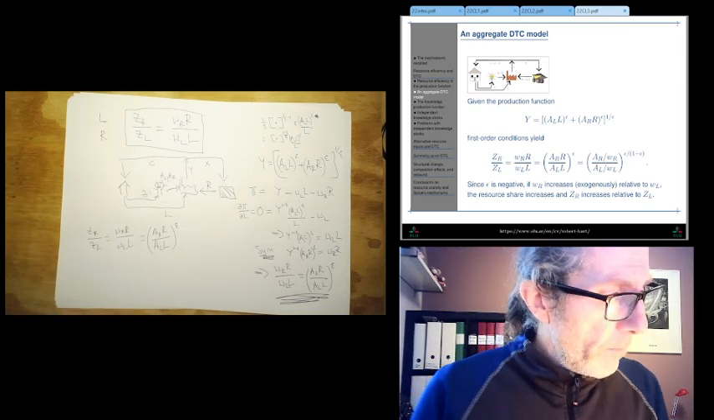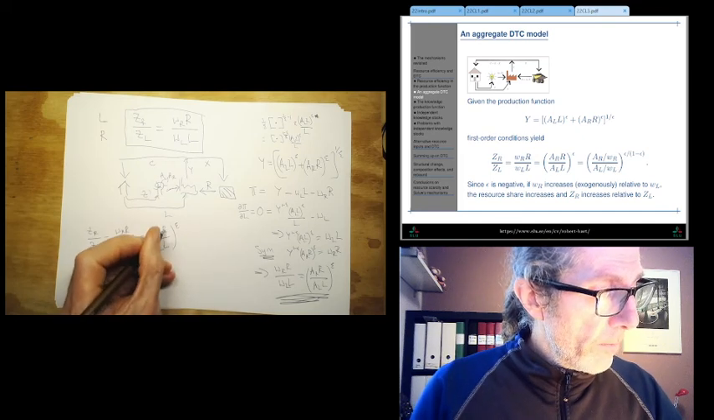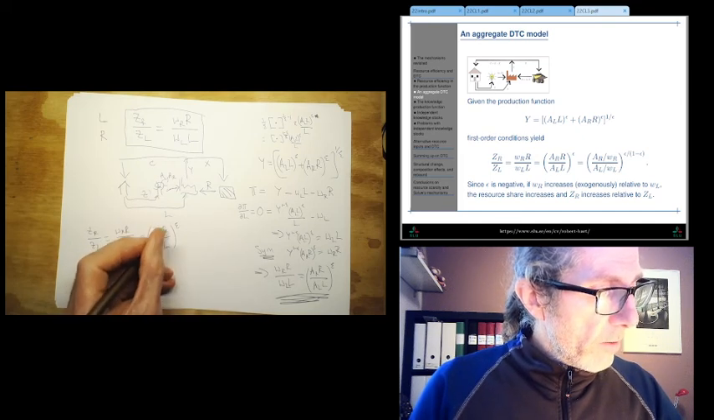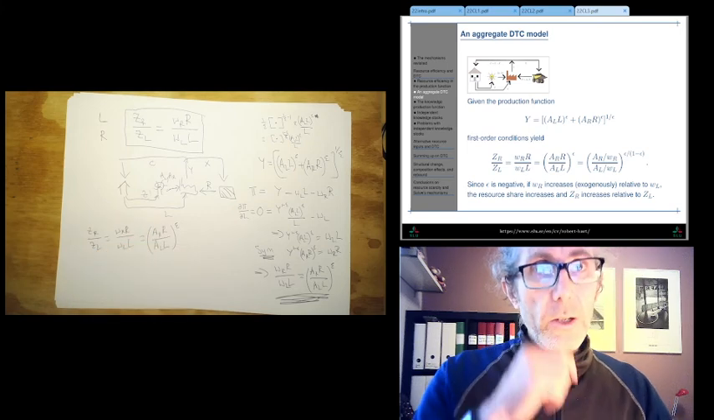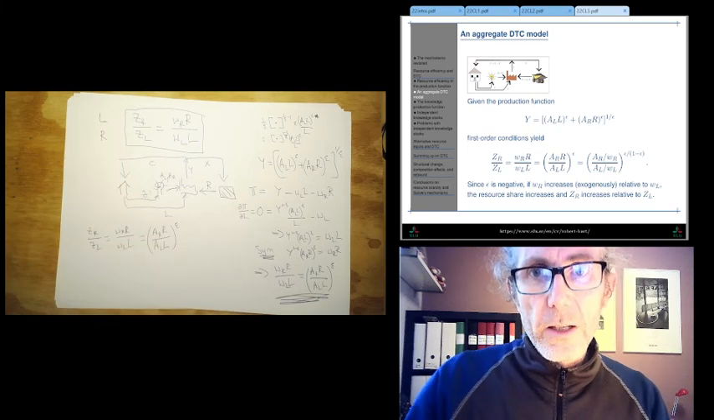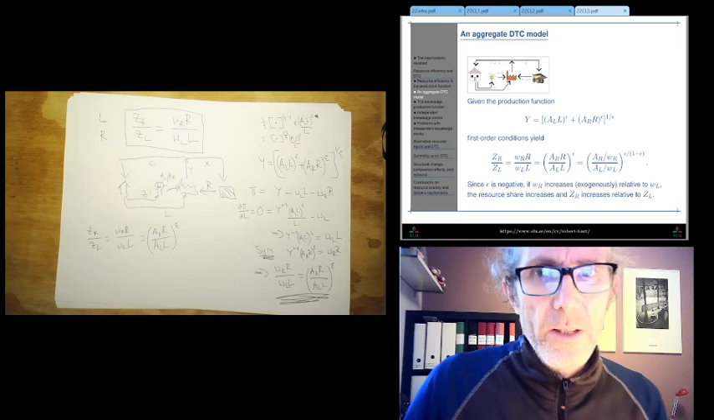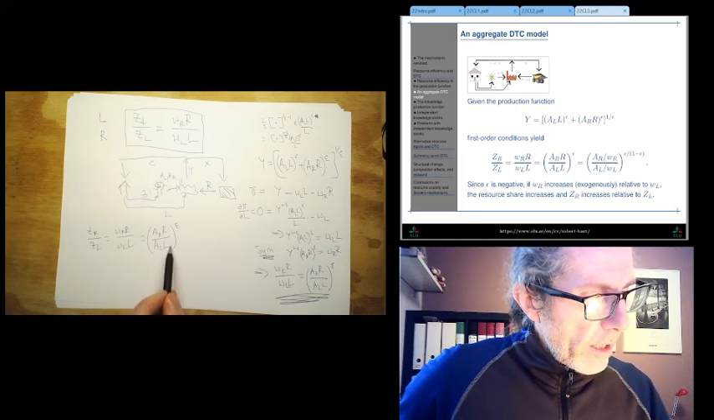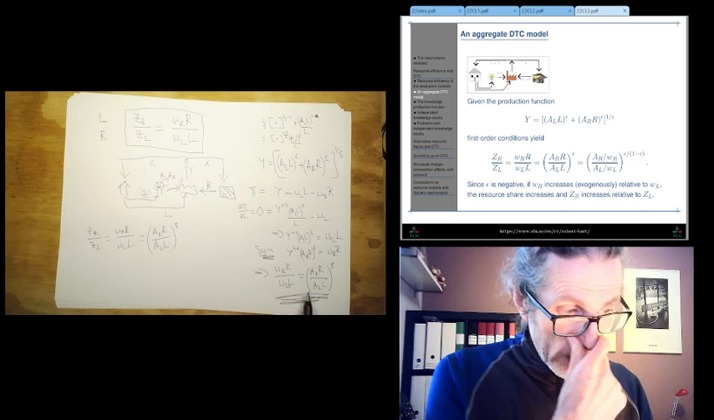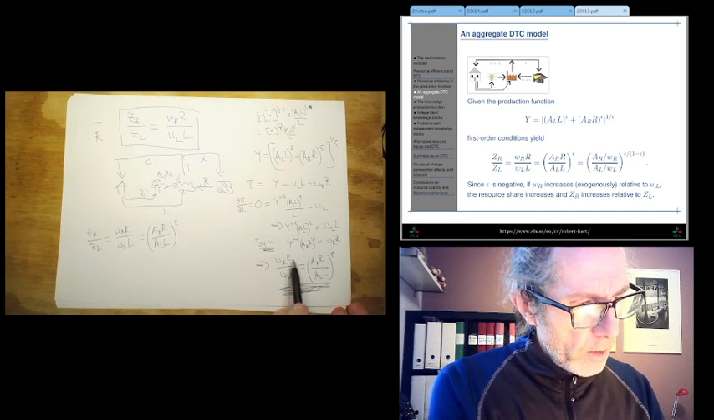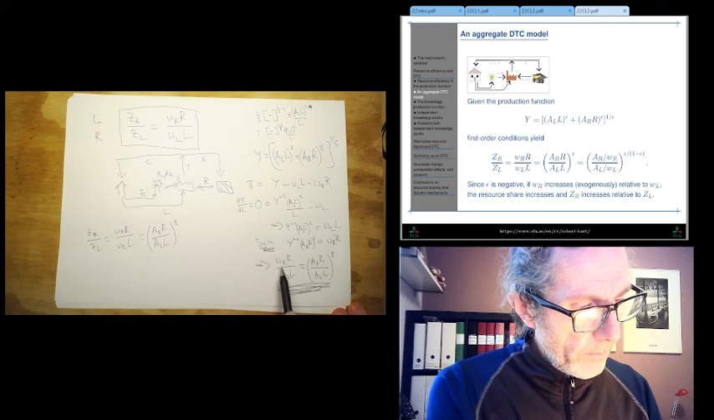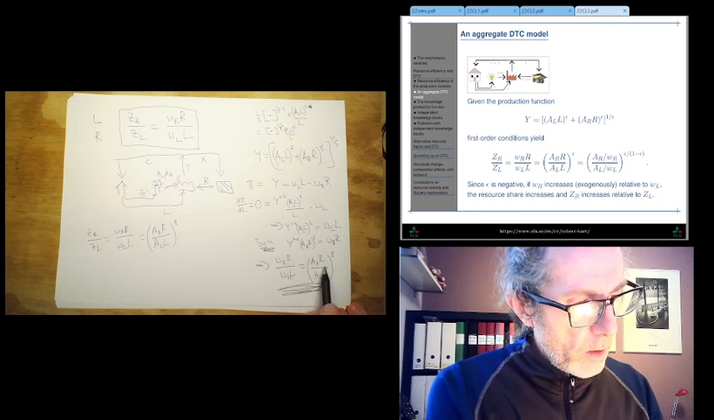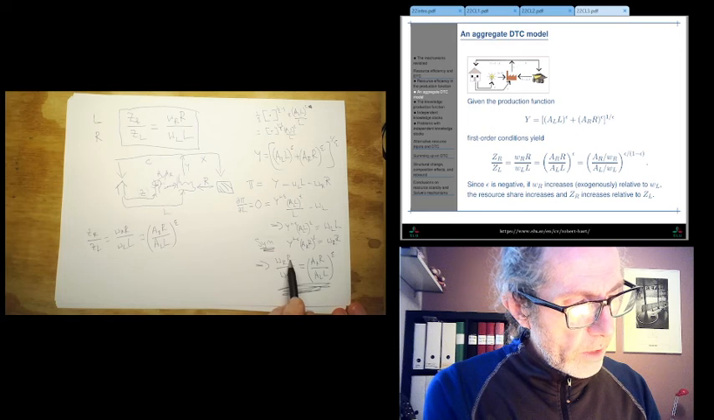But what if it's actually not the quantities that are exogenously given? What if it's the prices? Okay, how do we deal with that? Right, so we want to get rid of R and L, and we want WR and WL instead. So we need to look at this, and we want to rearrange this to get R over L in terms of these and these.